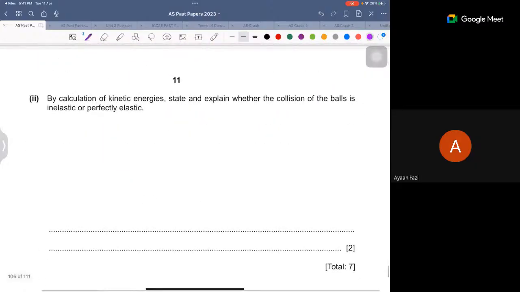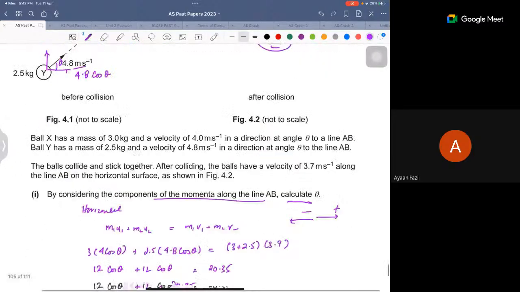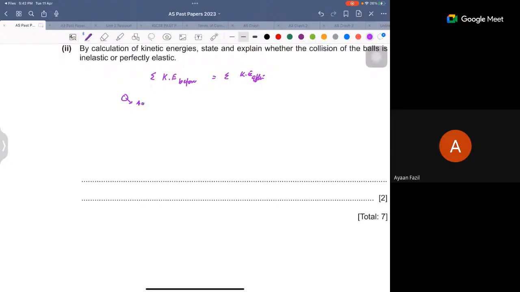Finally, for checking elastic and inelastic, we can use kinetic energy. So to check if something is an elastic collision, the sum of kinetic energy before should be equal to the sum of kinetic energy after. Okay, that's the rule. So initially, one object had a velocity of 4, the other has 4.8. Now, interestingly, when you have kinetic energy, it doesn't really matter which direction you take, because when you take a square, direction is already removed. So it's all right. And afterwards, they have 3.7.